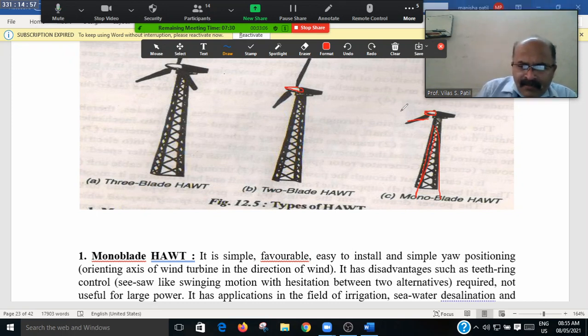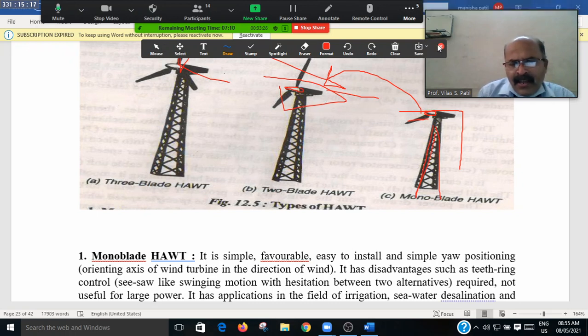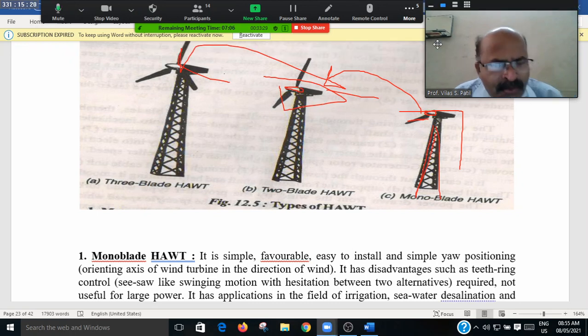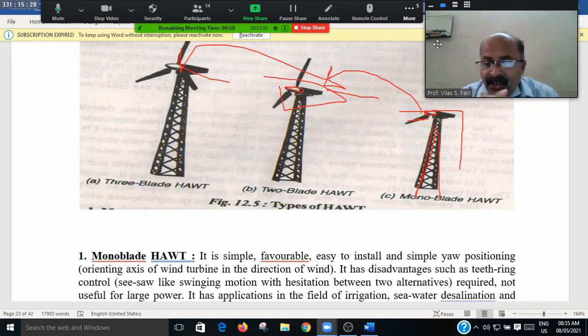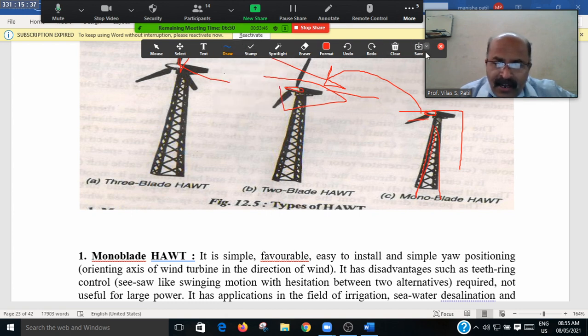But see here, its height is less. Here its height is again increased. If we go from one blade to twin and twin to three, the heights keep increasing, and the tower height is increased. Due to that, the conversion of wind energy into electrical energy, its magnitude is also, friends, increased.